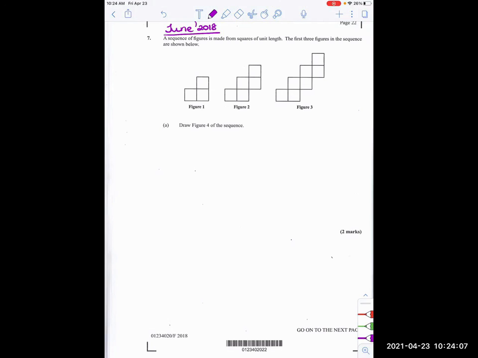So you're going to draw figure 3 and you're going to draw an extension of figure 3. All right, so take a few minutes and draw the 4th figure in the sequence. Go ahead.